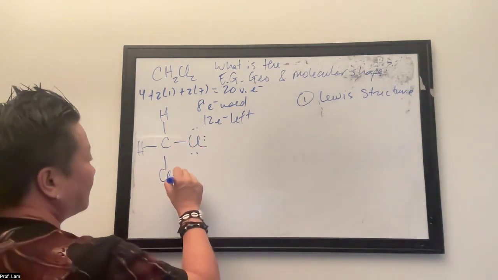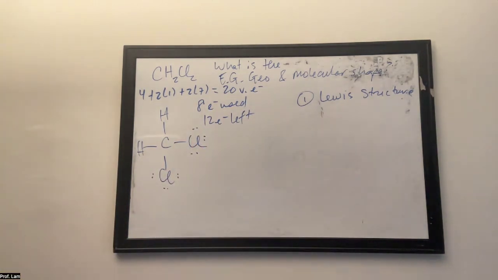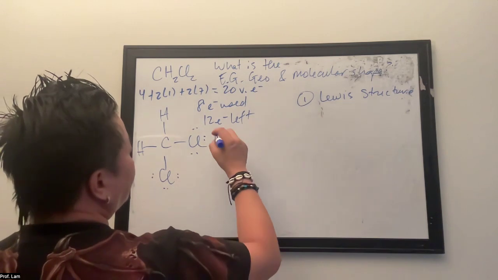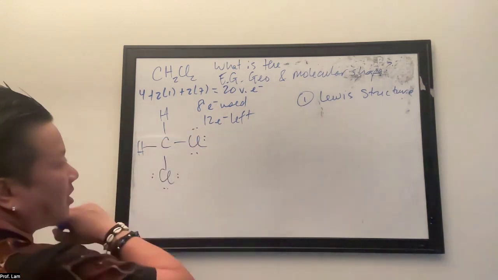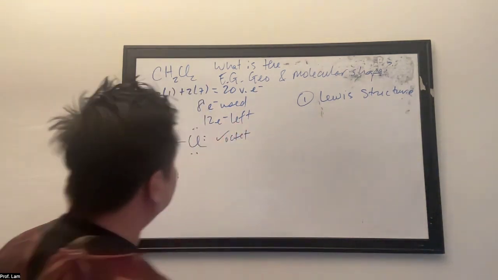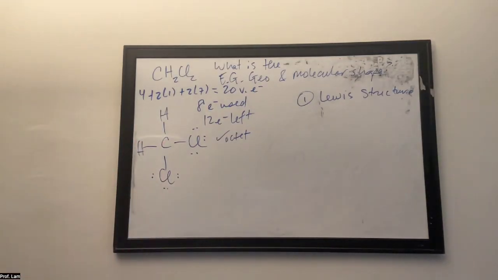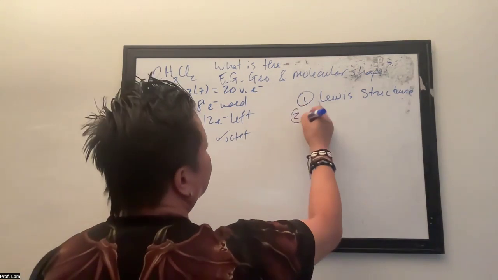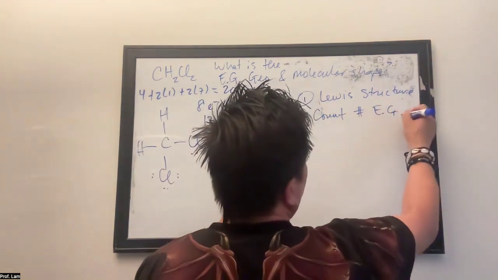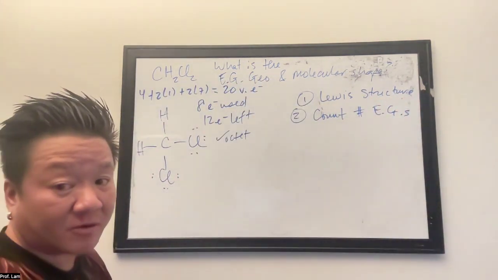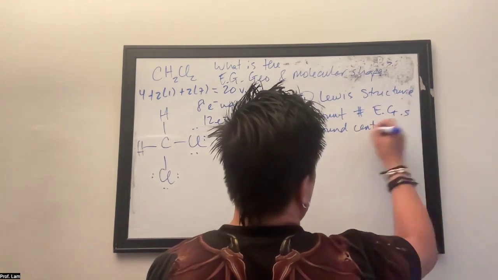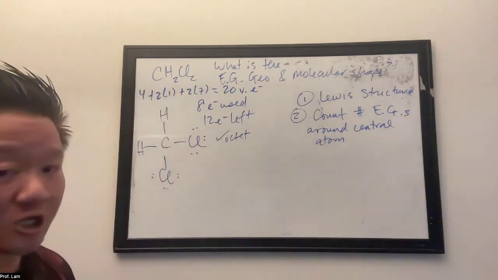So you're going to do like that. 12 electrons, 6 on each. Count octet. Carbon has octet, chlorines have octet, so we're good. So octet is done, okay? So that's going to be your best structure. And now from that, you're going to count the number of electron groups, right? Because that's how you're going to get electron group geometry. It's based on the number of electron groups. So count the number of electron groups around the central atom. Okay. It's always around the central atom.